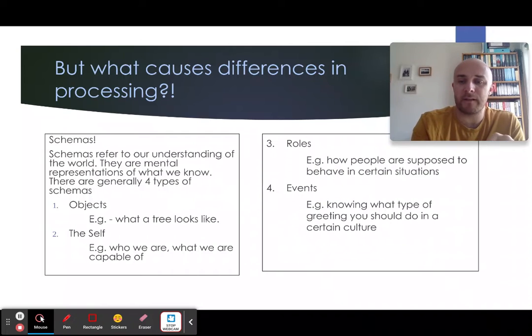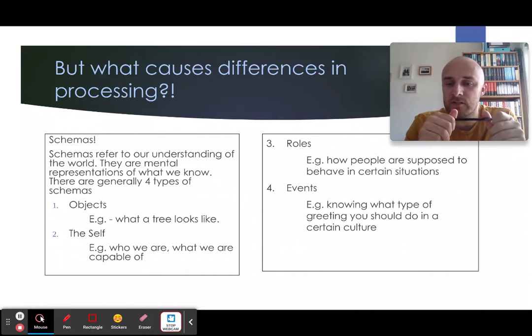And then you have a schema of events as well. Knowing what type of greeting you should do in a certain culture is a good example of this. Now, again, you can be right, you can be wrong.